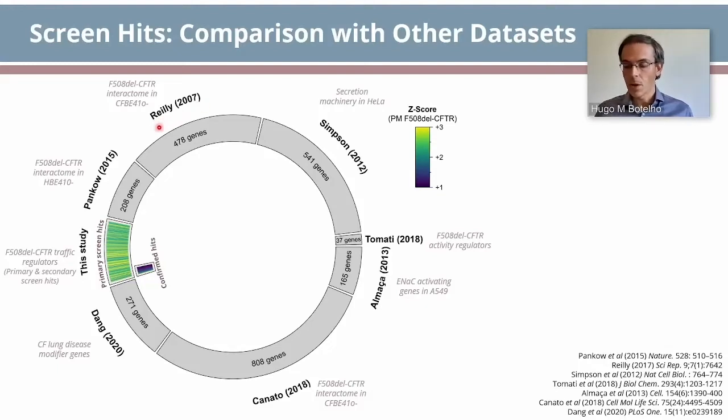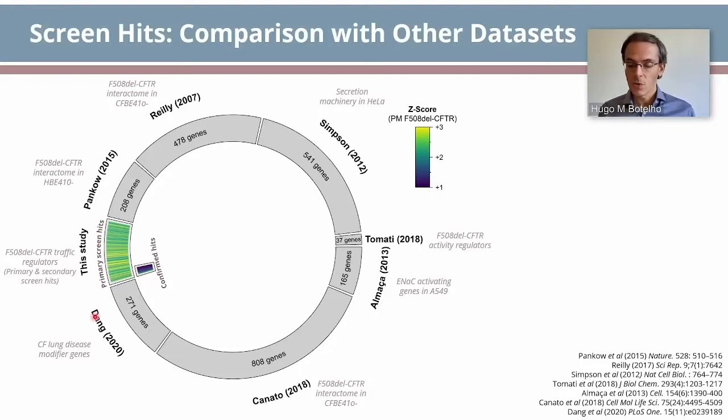reported in the papers by Riley, Kanatu, and Pankov, the secretion machinery from Simpson et al., genes regulating the activity of FA-Del Cftr or the epithelial sodium channel ENaC, the papers from Tomati et al. and Almas et al., as well as CF lung disease modifier genes from Dung et al.